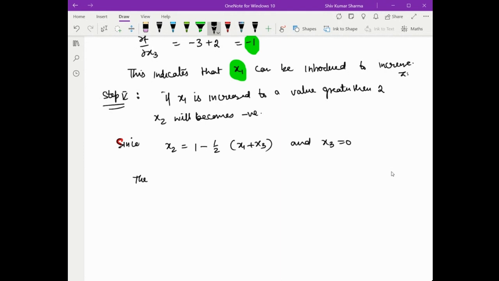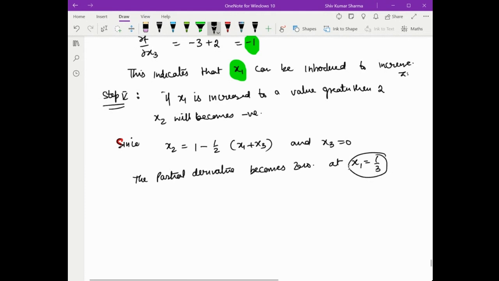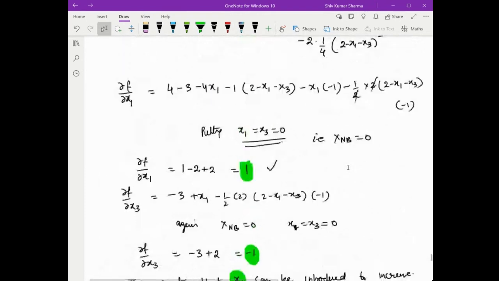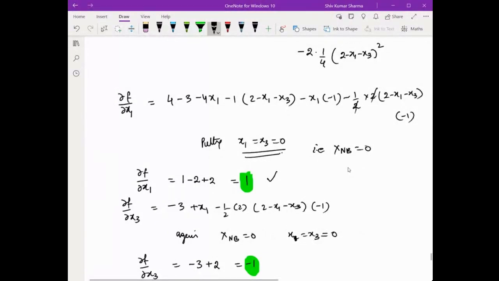So the partial derivative becomes 0 at x equal to, that means here we check this value also. Here x1 equal to 1 by 3. So at what value are the partial derivatives 0? Which partial derivative? This partial derivative. How to check this partial derivative is 0?